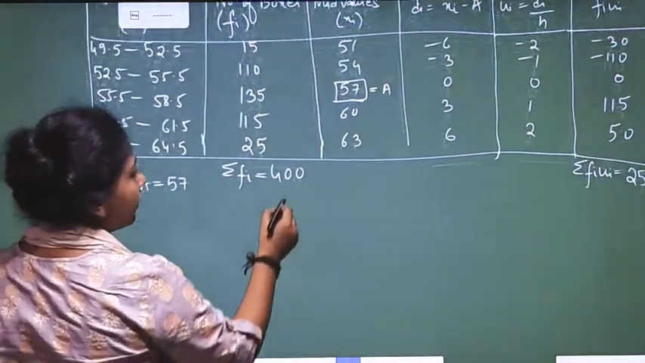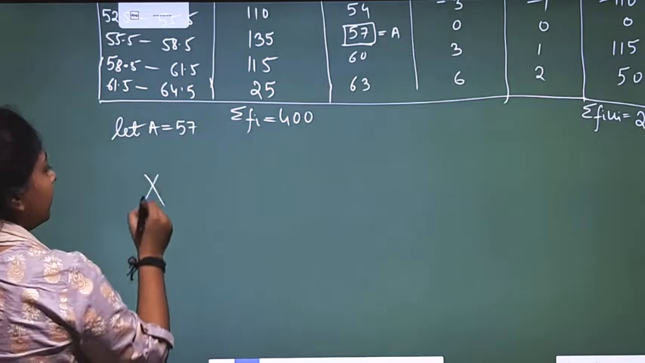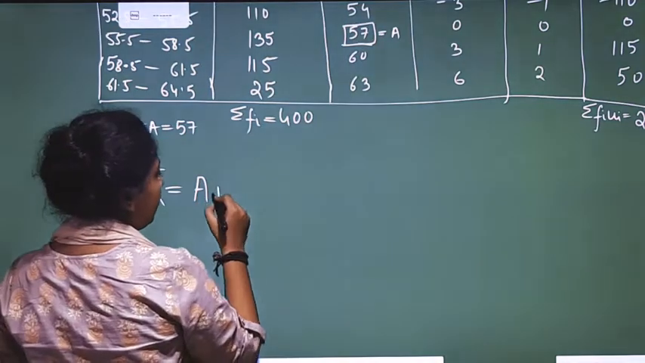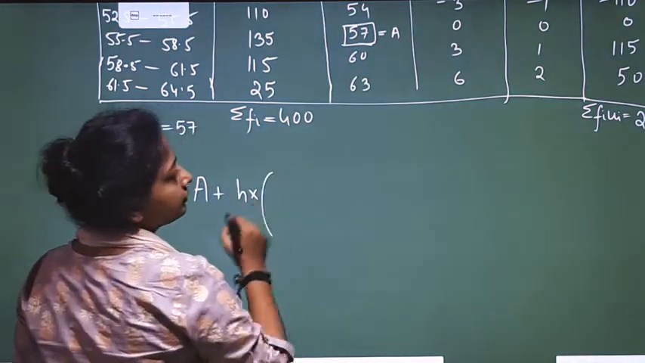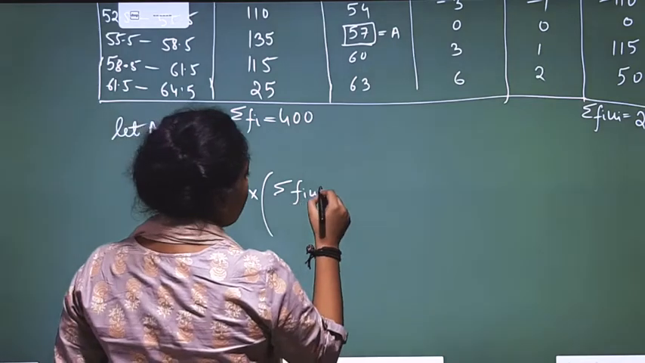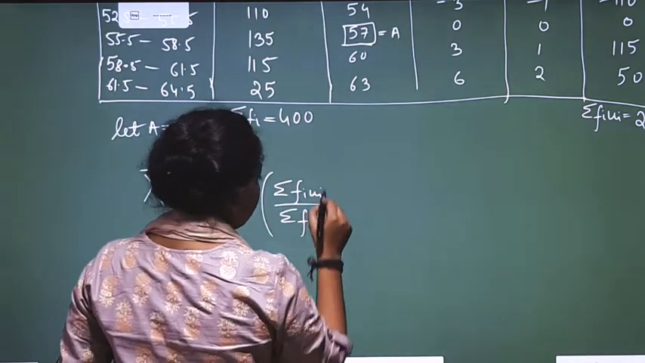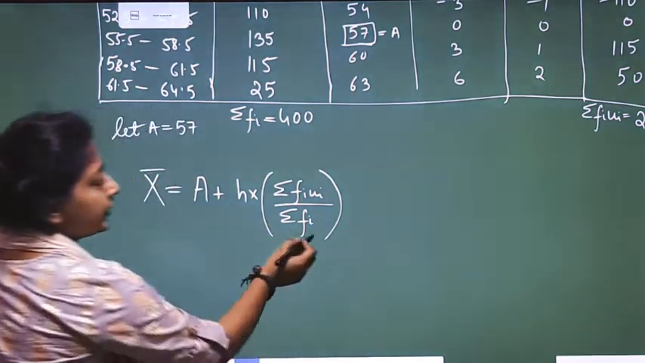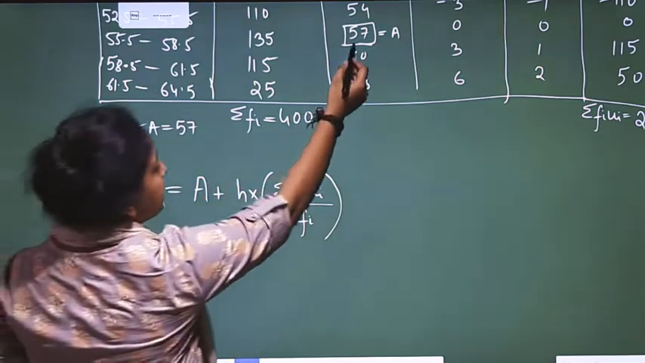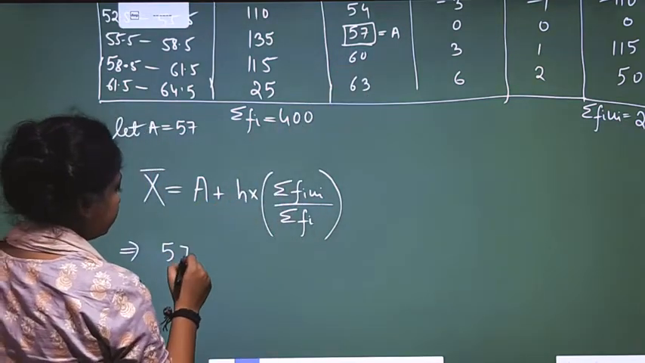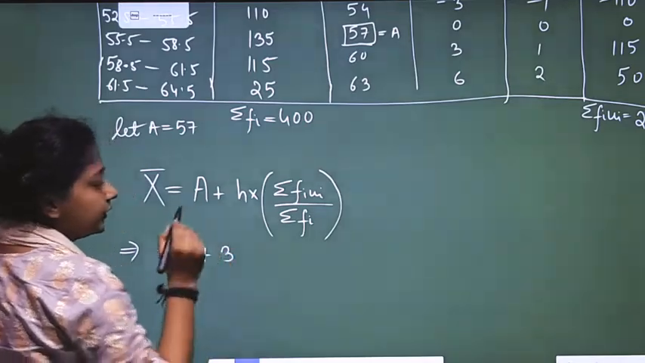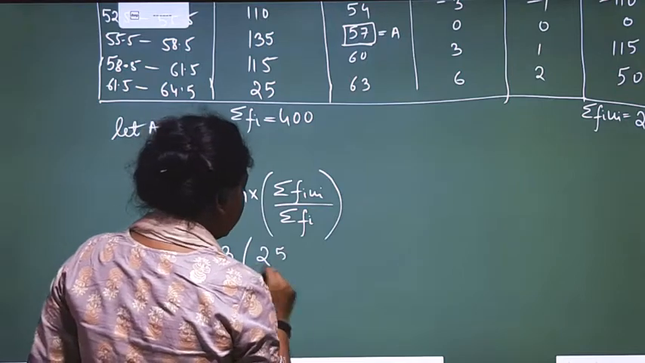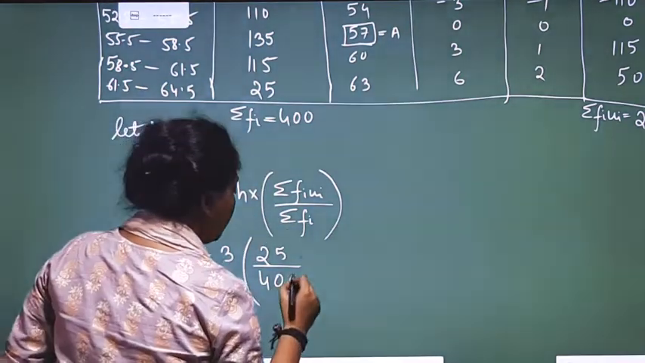Okay. Now, in order to calculate the mean, we know mean by the step deviation method is equal to assumed mean a plus h into summation fi ui upon summation fi. This is the formula for mean using the step deviation method. A we considered 57 plus h is 3. The size of our class interval is 3. Then summation fi ui we have 25 and summation fi we have 400.